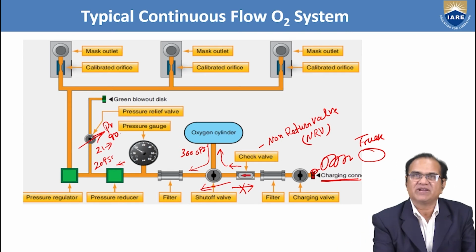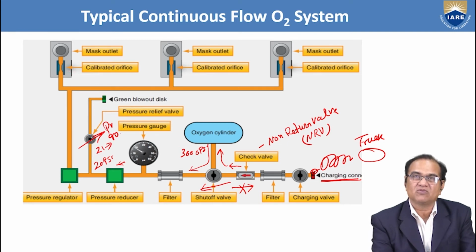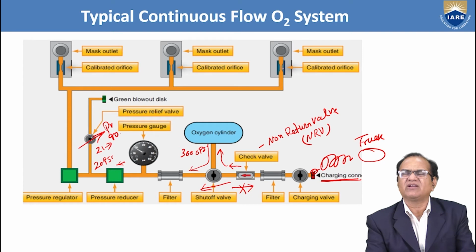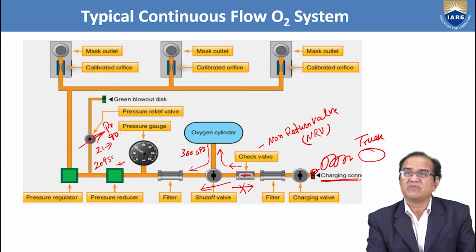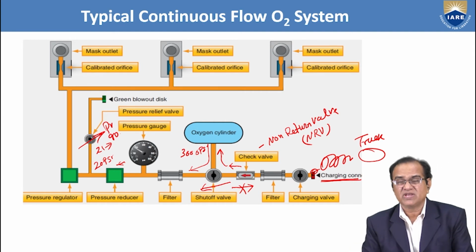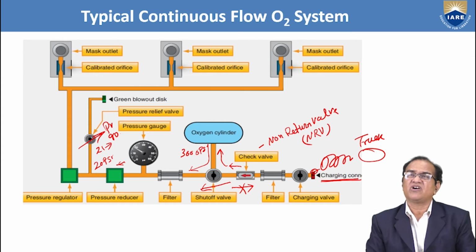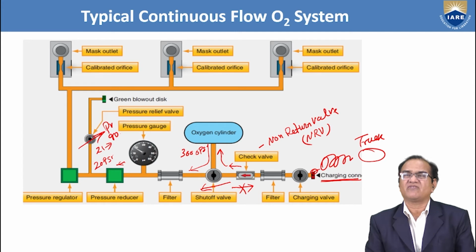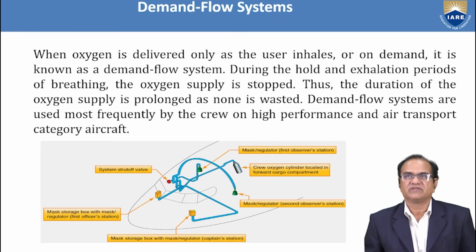And here we have the calibrated orifice. This calibrated orifice will give oxygen as per the requirement of the particular person. So here, 1, 2, 3, there are a number of them, 100, 200, 300 as per the requirement. A number of these masks and calibrated outlets are fitted. So this is called the continuous flow oxygen system. Most passenger aircraft have a system like this, so that everyone gets sufficient oxygen, pressure and temperature as per the requirement of the people on board the aircraft.